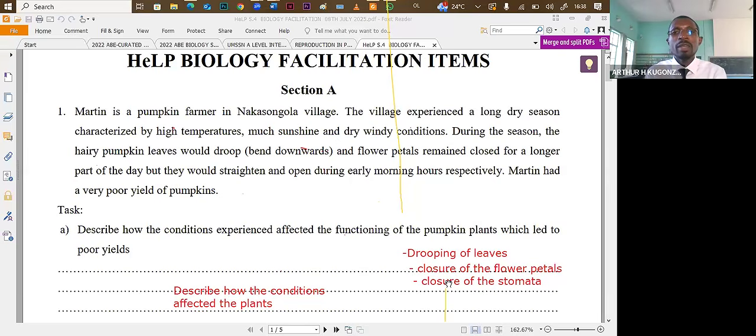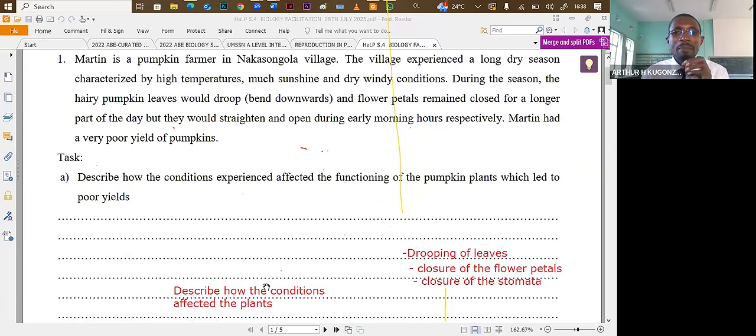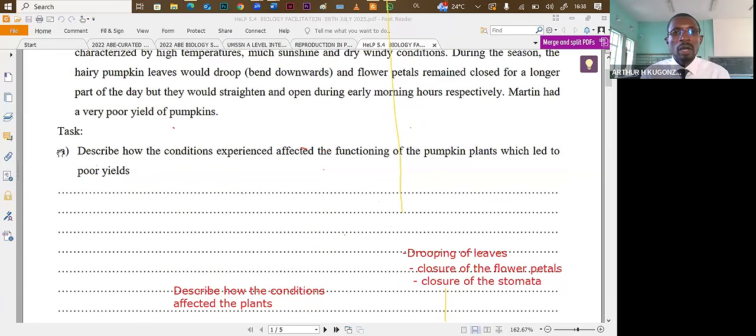You now describe the other remaining 2 points. Now, I'm going to write an almost perfect response for this task A, and I'm going to describe the point of drooping of leaves. This is how I would respond if I'm a candidate. After knowing that I have to write about these 3 points, I'll start with my first point.